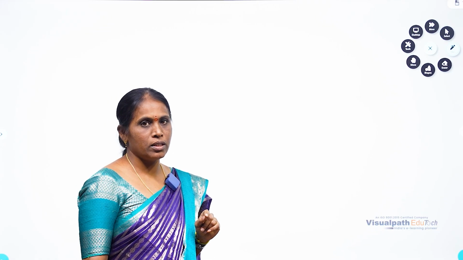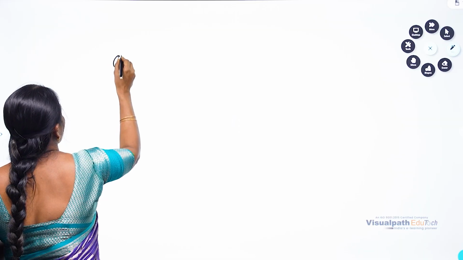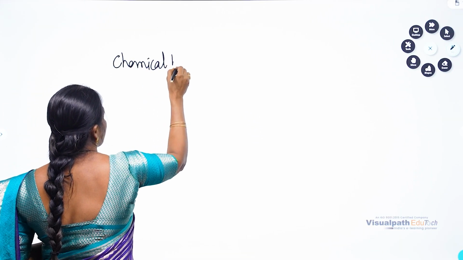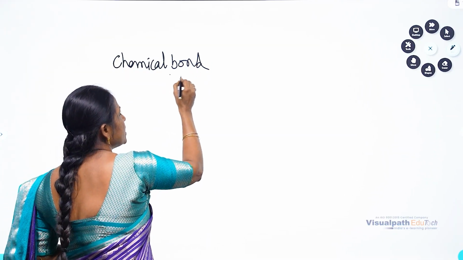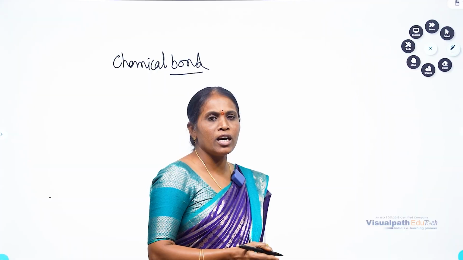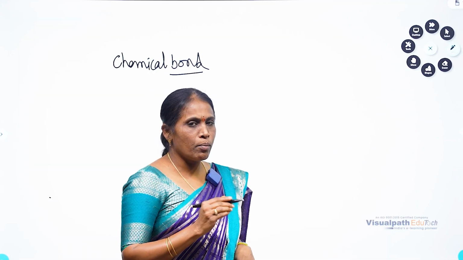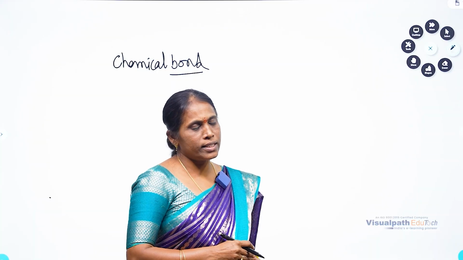First paper, first unit is the inorganic chemistry. In that inorganic chemistry, the first topic is the chemical bond. What is a chemical bond? A bond acts as a bridge in between two atoms or elements. That is known as a bond. So the bond present in chemical molecules or atoms is known as a chemical bond.